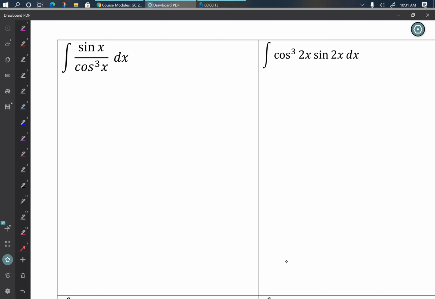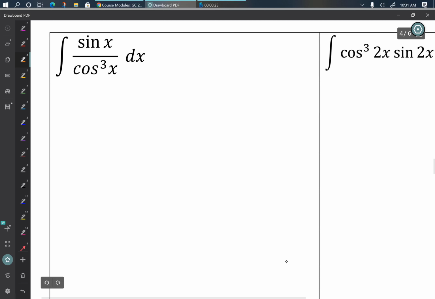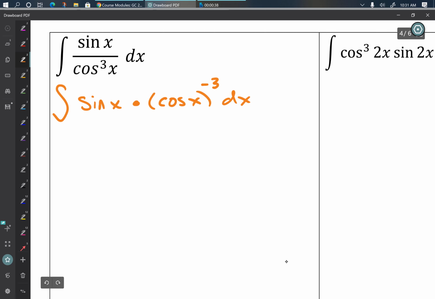All right, so here I've got our latest example. We're supposed to do the integral of sine x divided by cosine cubed of x dx. Now, last time I saw division, I rewrote it and it kind of worked, so I'm going to try that again. I'm going to write this as the sine of x times the cosine of x raised to the negative 3 and then dx.